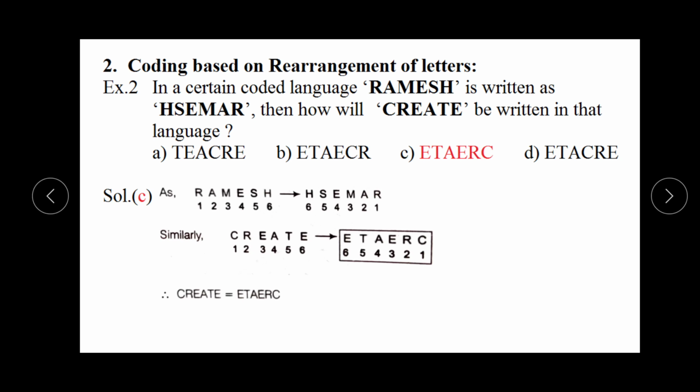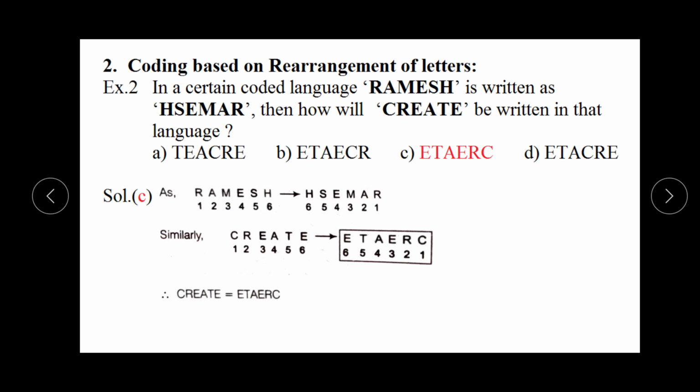When we check this, we will write the positions of these letters, 1 to 6. These are the six alphabets, and then we will write 1 to 6. Now we check that first H is there, which means it is on the 6th position. Then S is there, which means it is on the 5th position.